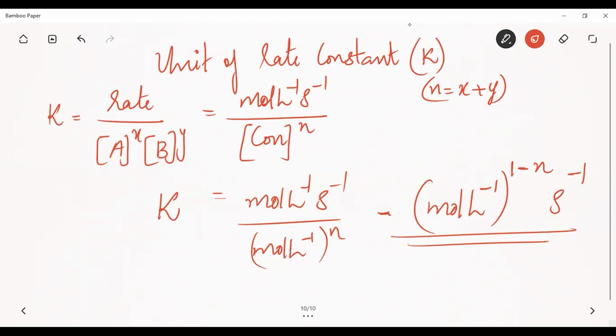If you can memorize this, it will be easy. But if you feel any confusion during the exam, you can easily derive the general equation. You know the equation K is equal to rate by concentration raised to n. Rate unit you already know. So you can easily find it is mole liter raised to minus 1, to the power 1 minus n, where n is the order, s raised to minus 1. So using this equation, you can easily write down the zero order, first order, second order rate constant units.